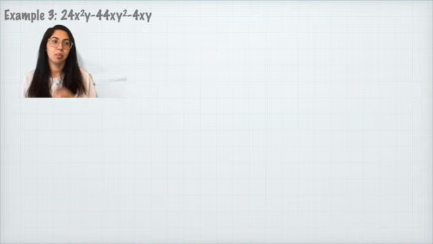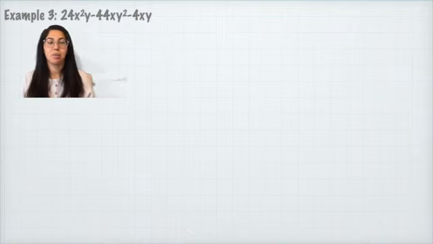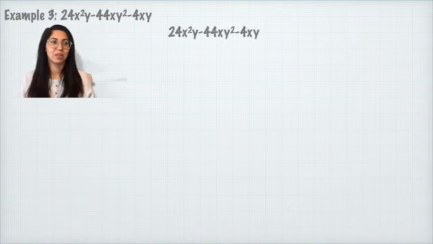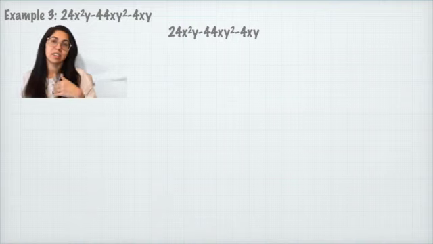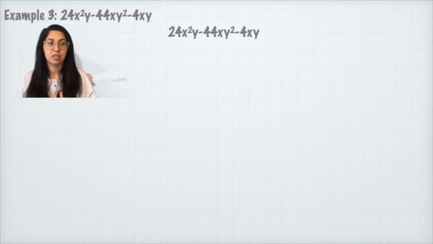Okay, so let's kind of step it up a little more, and this will be our last example. So 24x squared y minus 44xy squared minus 4xy. So let's write this out. Okay, again, I'm just going to say I'm not confident in my factoring skills. I can see 24, 44, and 4. Yes, I know the GCF. However, I'm going to say they're all even, so I'm going to take out a 2, because that just seems a little easier for me. It's going to make those numbers small enough that I can work with them easier.